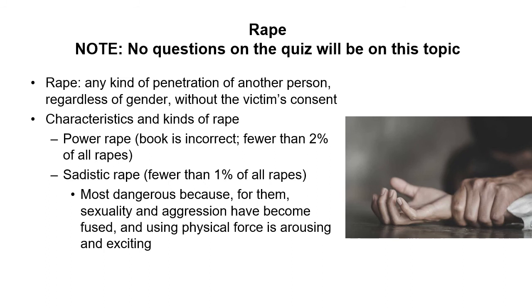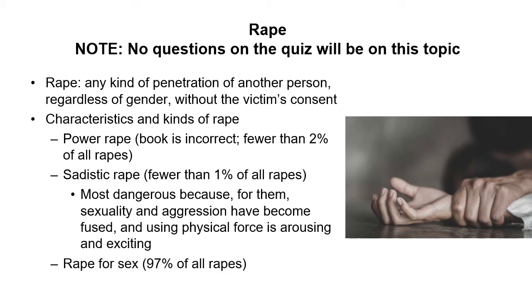Sadistic rape, we know that fewer than 1% of all rapes are sadistic rape. Sadistic rape is where the rapist is intentionally out to harm the person he's raping. What we know about sadistic rapists is they're people that enjoy harming others in ways other than rape. They just rape as part of one of the things they do to cause harm to others. So sadistic rapists are people who get aroused by and enjoy causing harm in general, which includes rape.